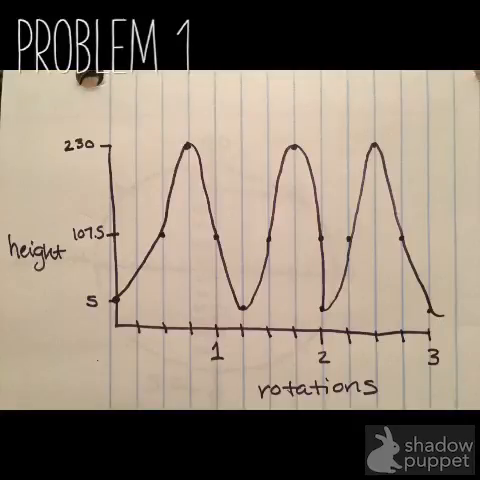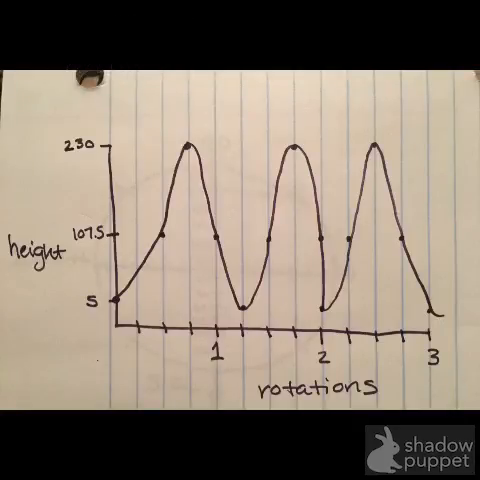For problem 1, create a graph for a Ferris wheel that has a diameter of 225 feet and is 5 feet above the ground. To do this, create a marked scatter plot noting what height the circle is at in 30-degree increments. Label the graph with the rotations and the height, rotations being on the x-axis and height being on the y-axis. Add 5 feet to the height because the Ferris wheel is 5 feet above the ground.